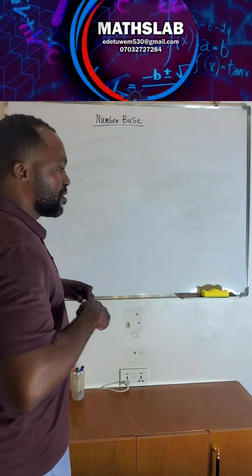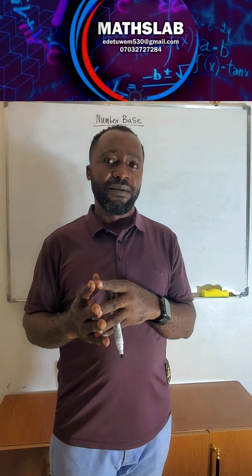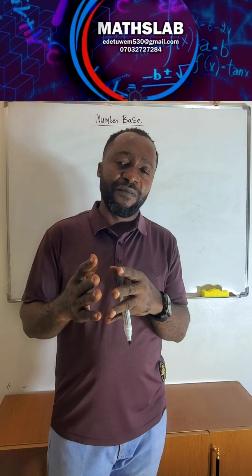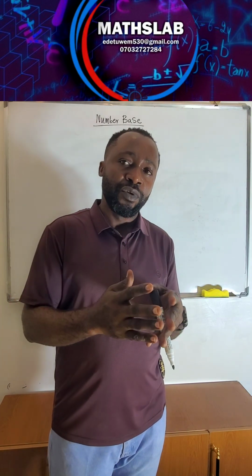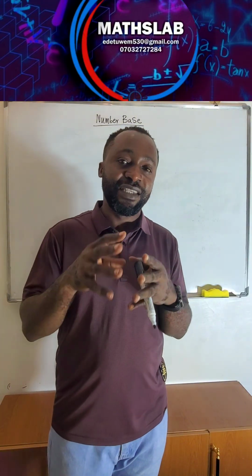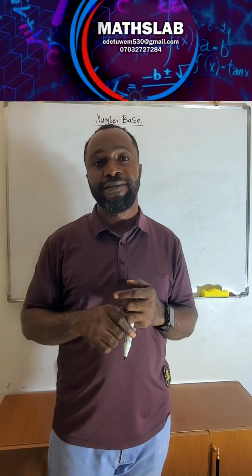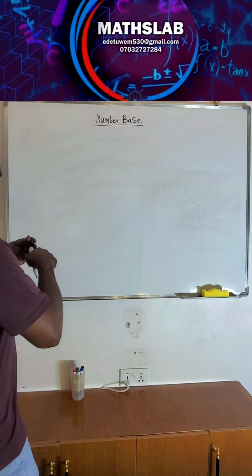Let's start with the definition of a number base. If you have a number in base x, then it is made up of integers from 0 to x minus 1. That is to say that the highest digit of any number base is always 1 less than the base. So what do we mean by that?